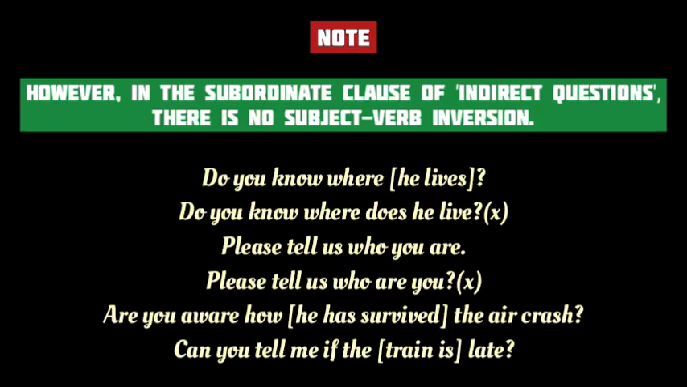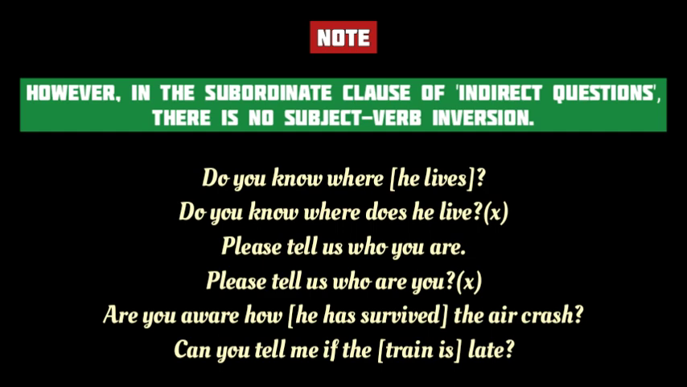However, it is interesting to note that if there is an indirect question in the subordinate clause, there is no subject-verb inversion in that. Now see, in the first example here, the subordinate clause, where he lives, is an indirect question. Why? Because it has come after the main clause, do you know? In such indirect interrogative structures, the verb comes after the subject. So the inversion of does and he in this indirect question, do you know where does he live, is grammatically incorrect.